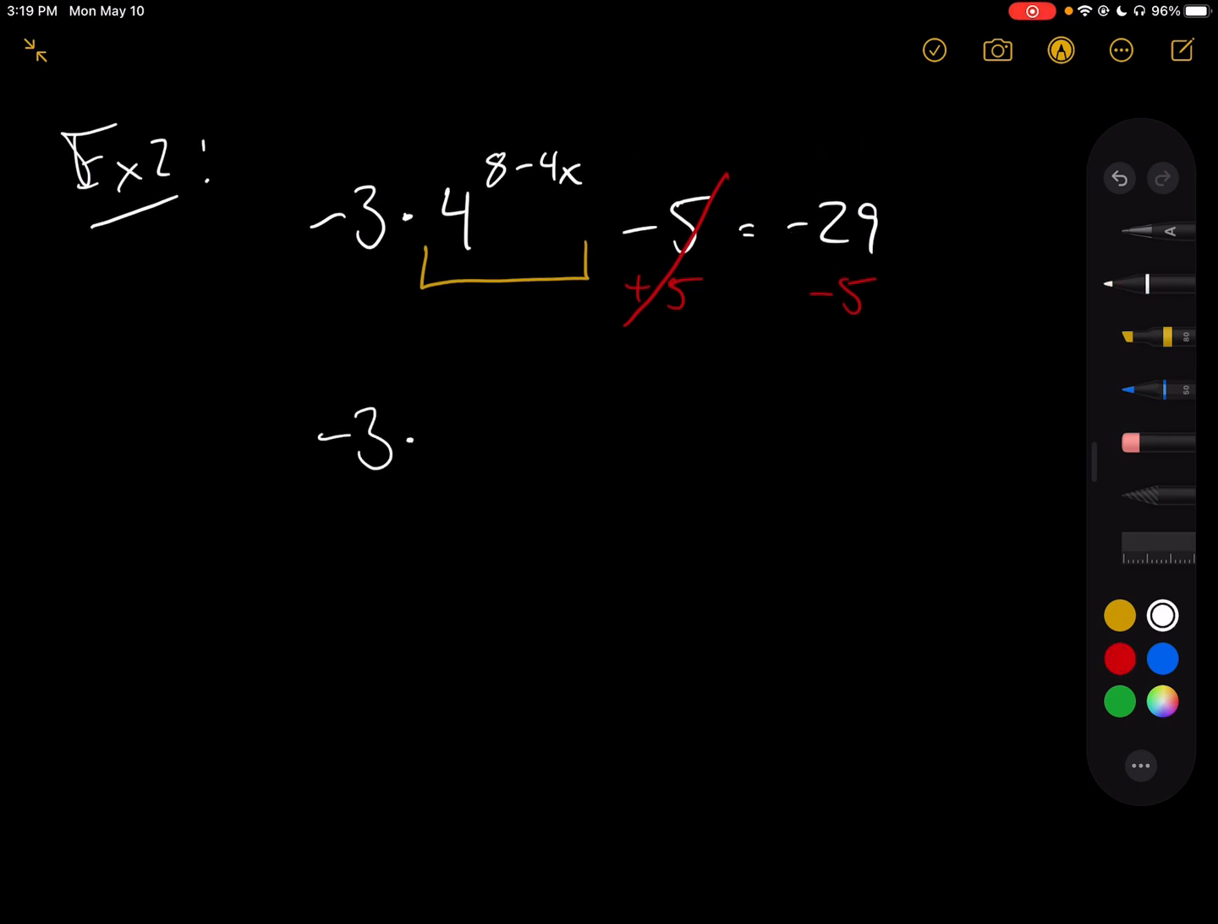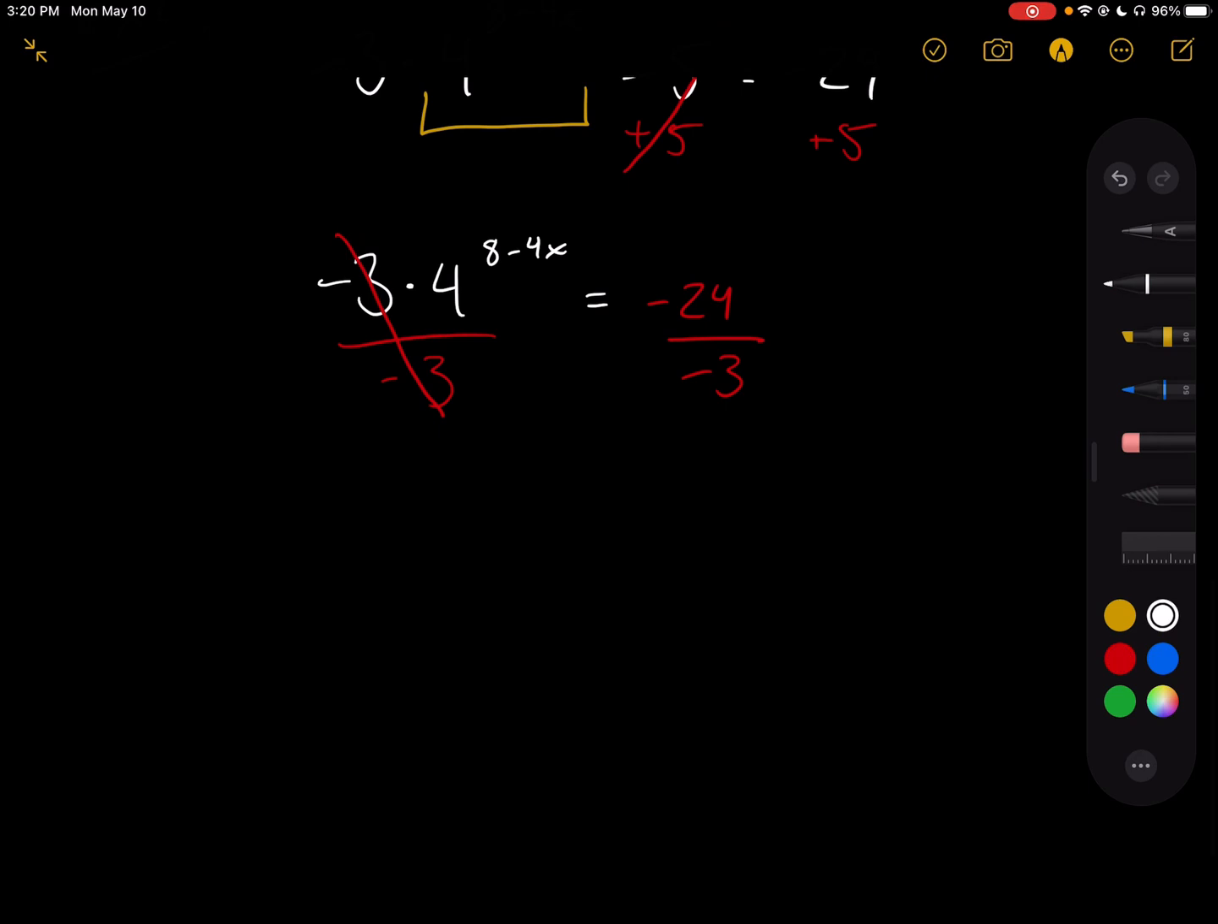So negative 3 times 4 to the 8 minus 4x equals negative 29, sorry, not minus 5, plus 5, because we add 5 to both sides, which would leave us with negative 24. Okay. Now we're going to divide both sides by negative 3 to get rid of the negative 3, which will leave me now with the exponential all by itself on the left side, so that's good. One step closer to getting x all by itself. And on the right, negative 24 divided by negative 3 is a positive 8.